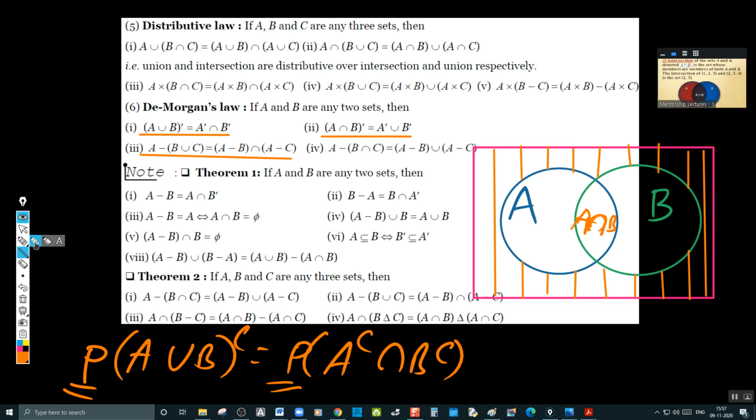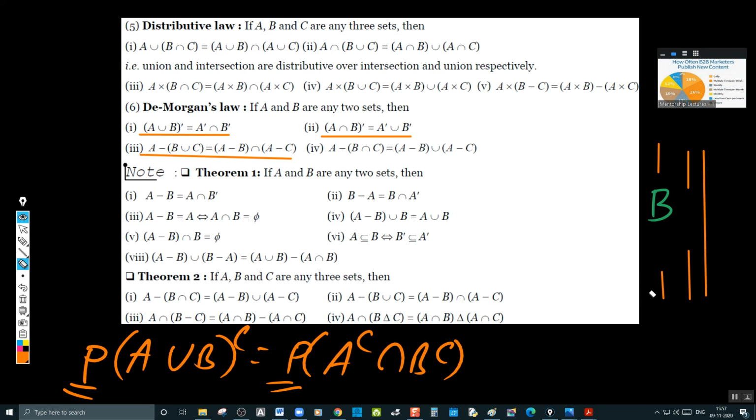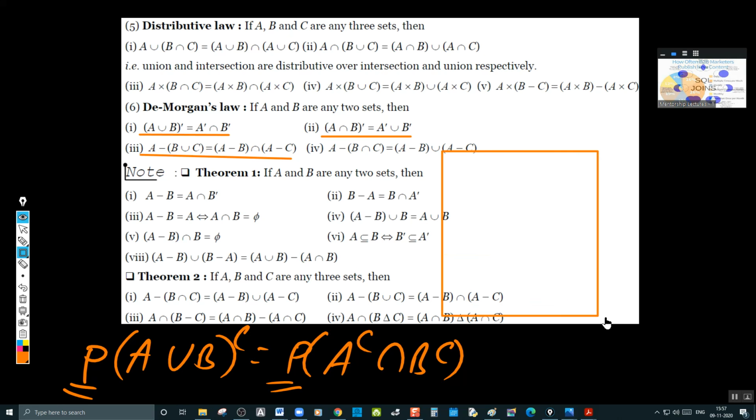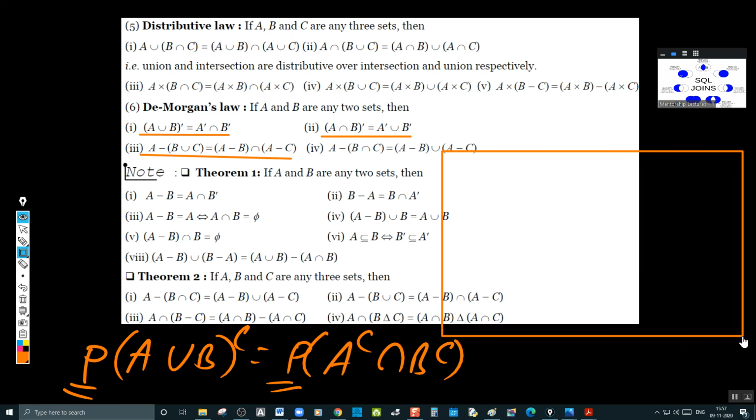This may be a little difficult to understand. Let me show you through the diagram so that you'll be more comfortable. There are three sets there. The third formula, let us understand through the Venn diagram. Three circles I have taken.